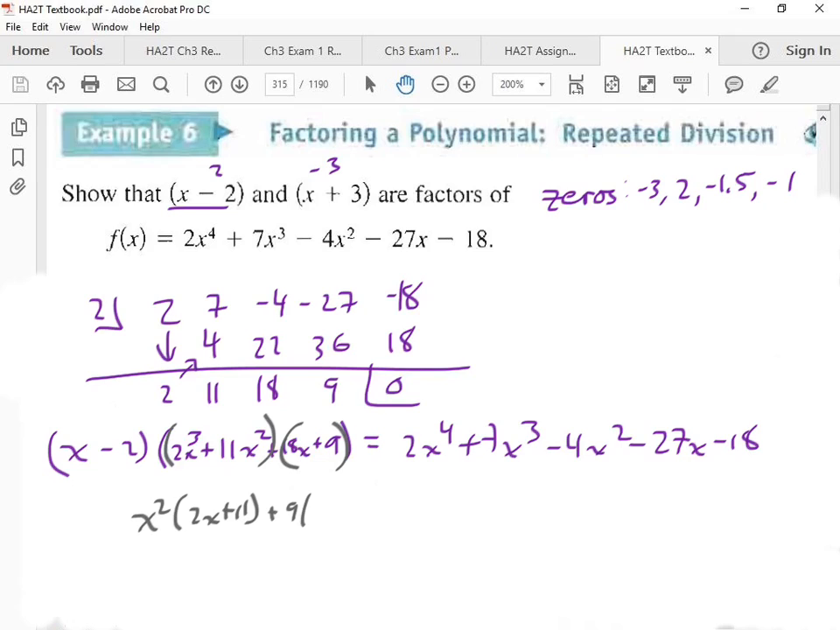Looks like I can only take a 9 out. Then I get 2x plus 1. Are these the same? No, so we can't factor using grouping. Booger. Because we can't factor using grouping, we have to take another factor out of this.